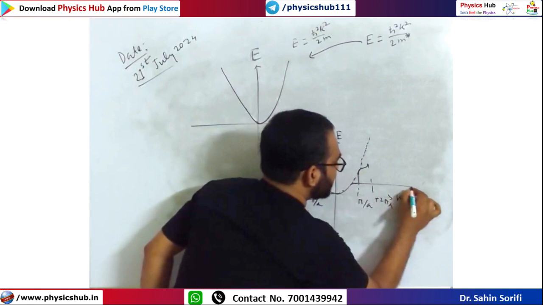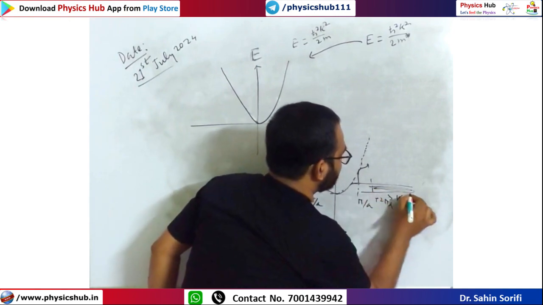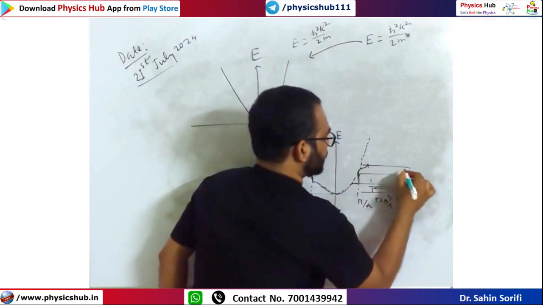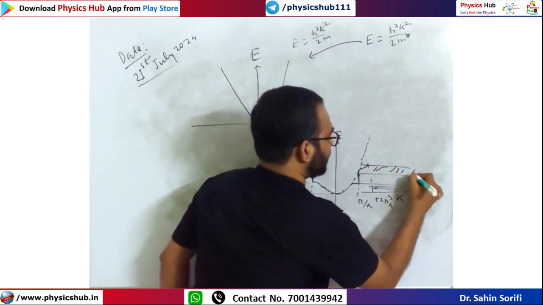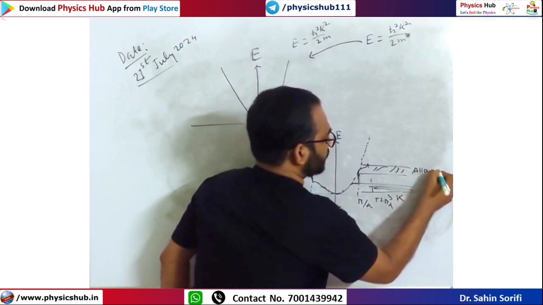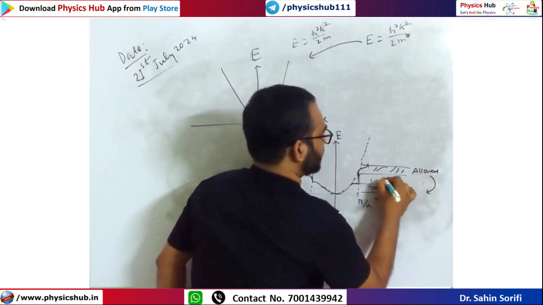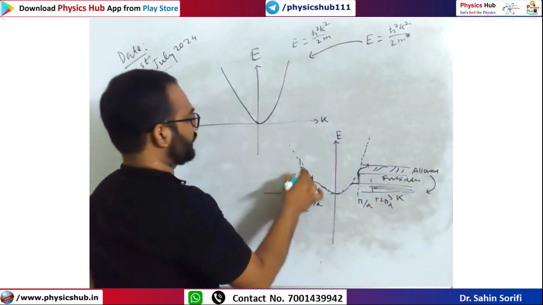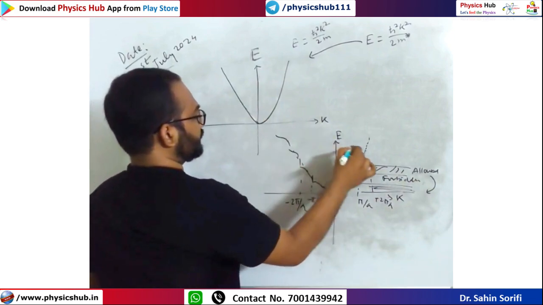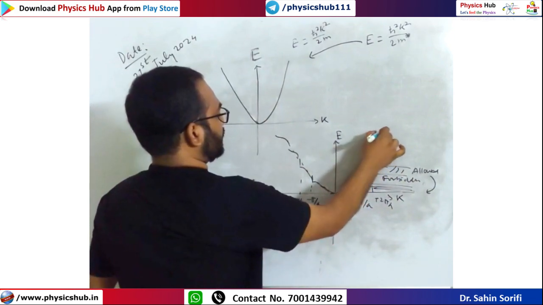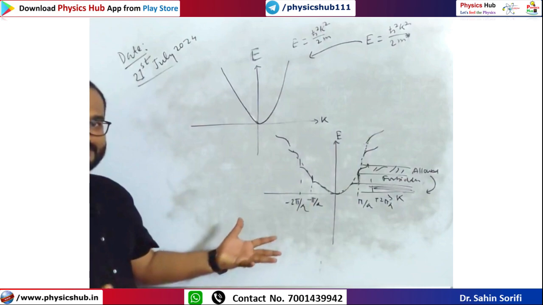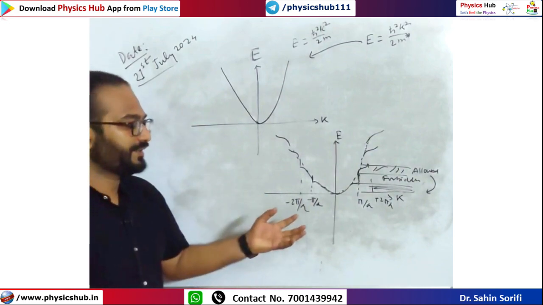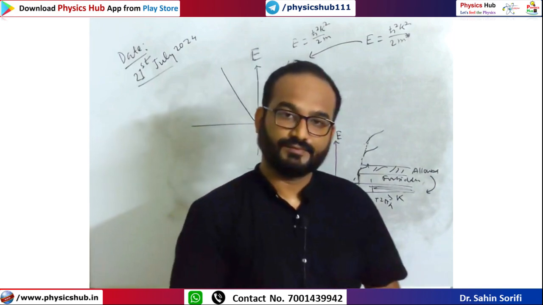So this region is the allowed region, and these values are not allowed. So these are the allowed bands, and this is the forbidden band, and it will be like this. This is a beautiful picture, and in this way you can understand the band formation.